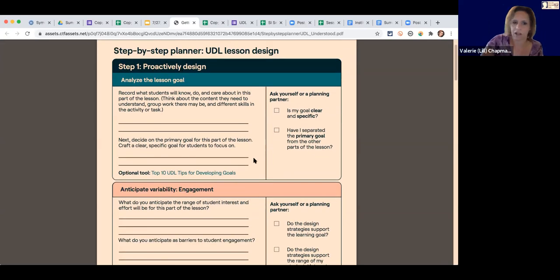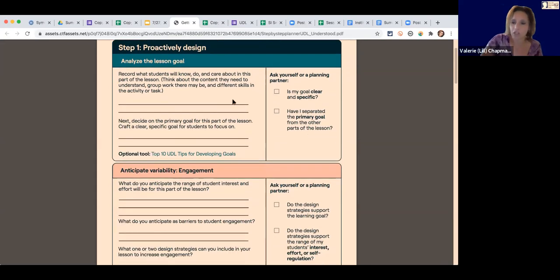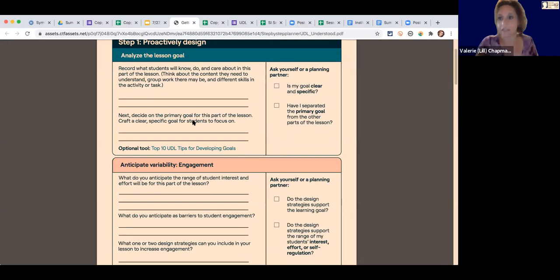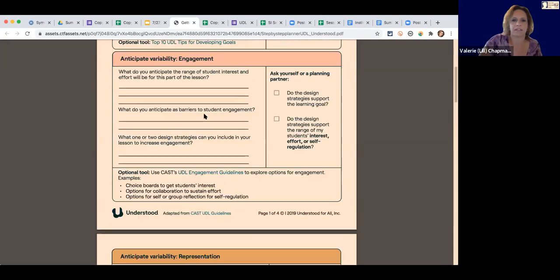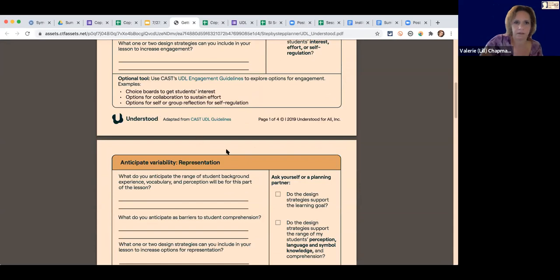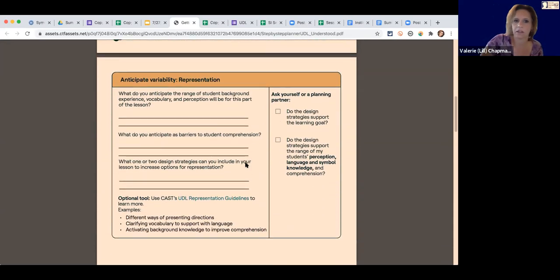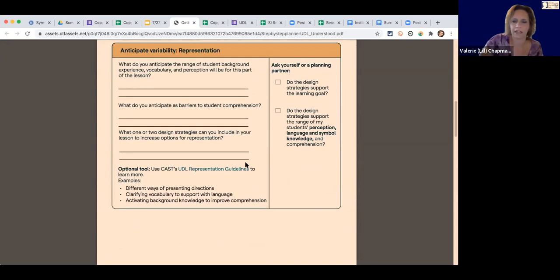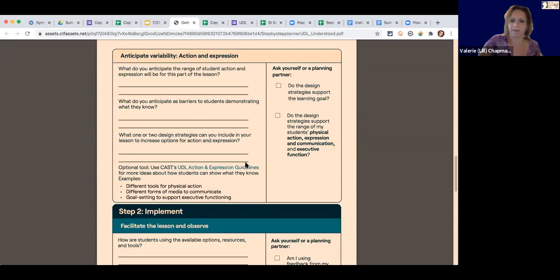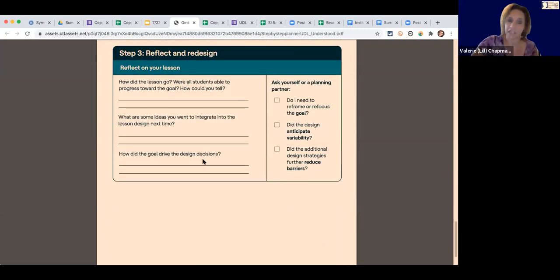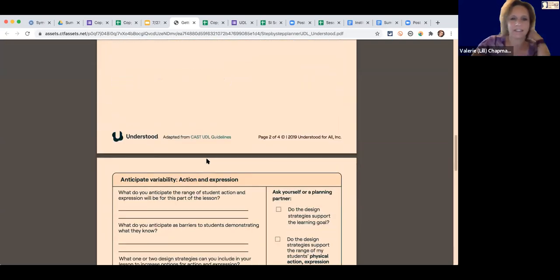Again, proactive, we talk about that design. So looking at engage, do you have a goal for the lesson? Obviously, thinking of your standards, that's likely what your goal is going to be. But engagement, here are some questions you can ask yourself when you're thinking of engagement. This comes from understood.org. They have a lot of information on UDL also. Representation, again, some questions you can ask yourself in that area. And action and expression, how the students are going to show you. This part is proactively designing, thinking about it before you even teach 1 second of a lesson.